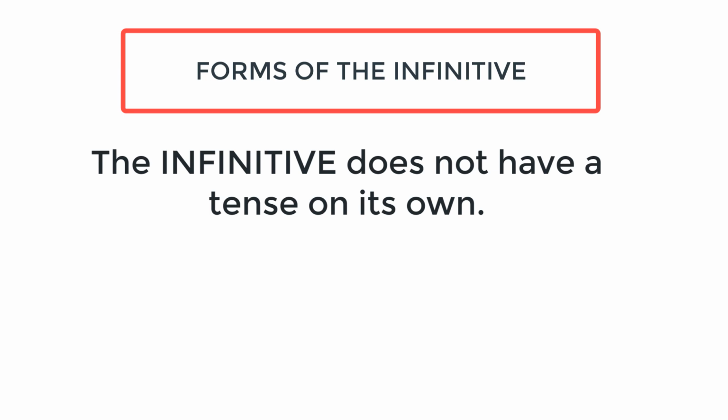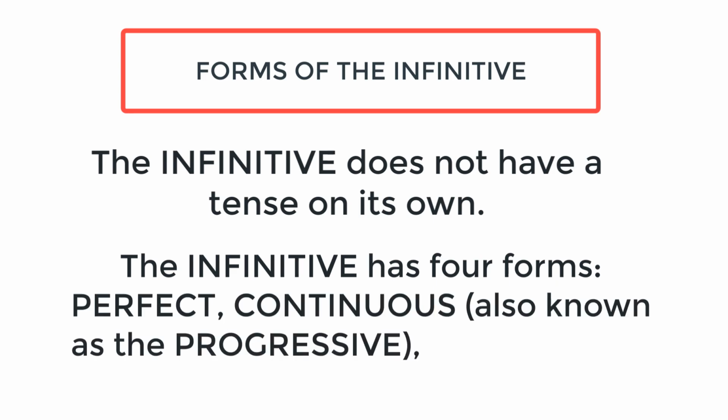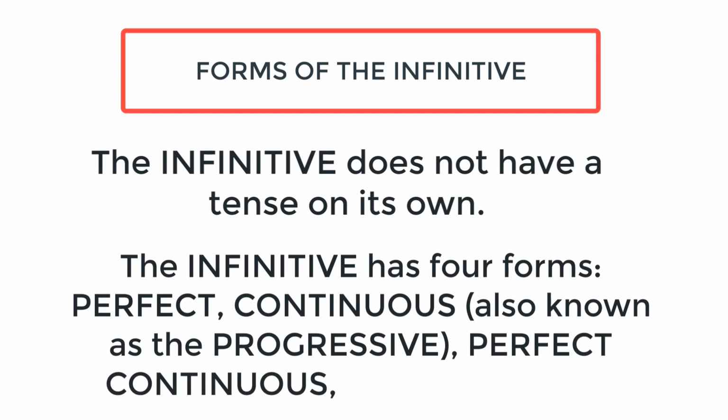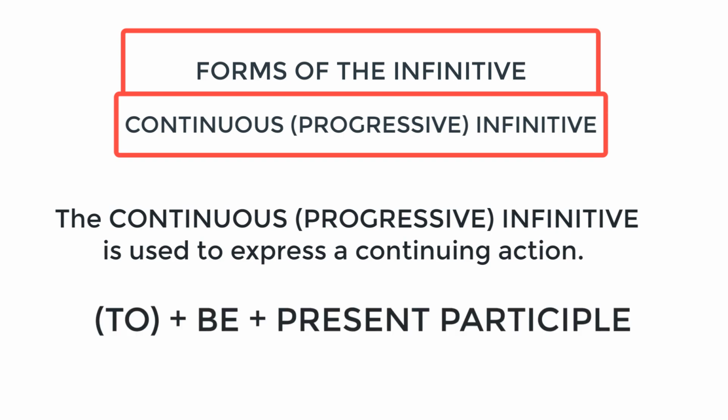The infinitive does not have a tense on its own. The infinitive has four forms: the perfect infinitive, the continuous infinitive, the perfect continuous infinitive, and the passive infinitive. The continuous infinitive is used to express a continuing action. The continuous, also called the progressive infinitive, has the following structure: the to particle plus be plus the present participle.